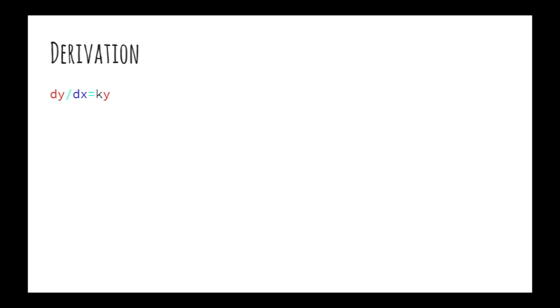Now what we want to do here is group like terms together, so the dy and the y, which is in red, and the dx we want on the other side, so that it won't affect the y's. When you do that, you get 1 over y times dy, or dy over y, equals k dx. Now we integrate. So we get ln of the absolute value of y equals k times x, where the bounds are 0 to y and 0 to x respectively. Now here we want y in terms of x.